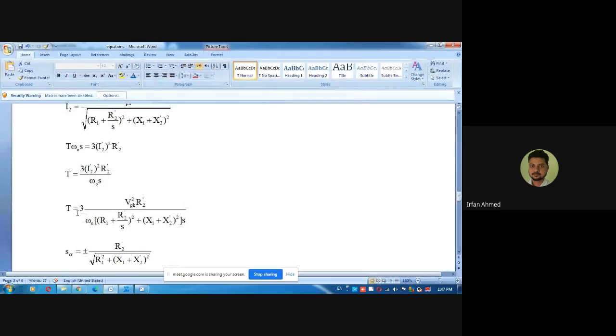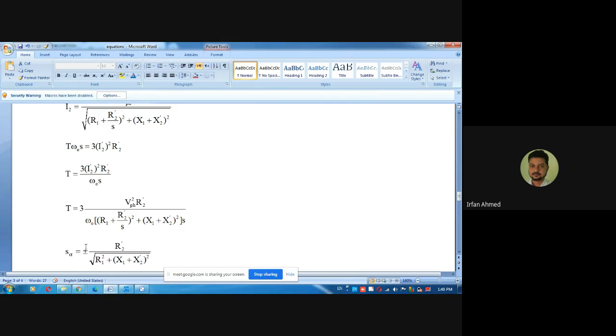So if we need to find out the maximum torque, there are only two variables here, slip and torque. If we take slip on the x-axis and torque on the y-axis, we'll get the plot of torque versus slip. Now, if you want to find out the maximum torque, we differentiate torque with respect to slip and equate it to 0. Then we can get the value of slip at which the maximum torque occurs. Correct? This is not the maximum slip. This is the slip at which the maximum torque occurs, which is denoted by SCR in this book, critical slip.